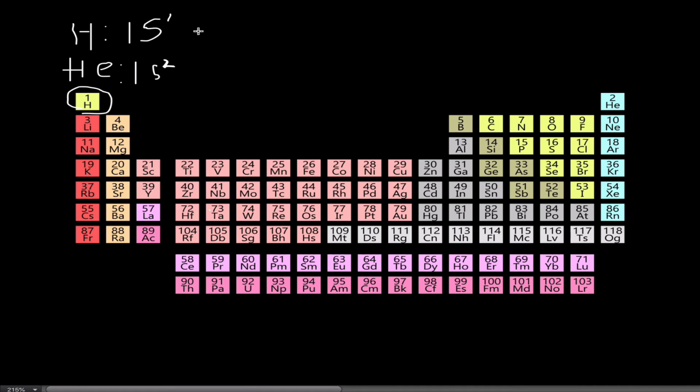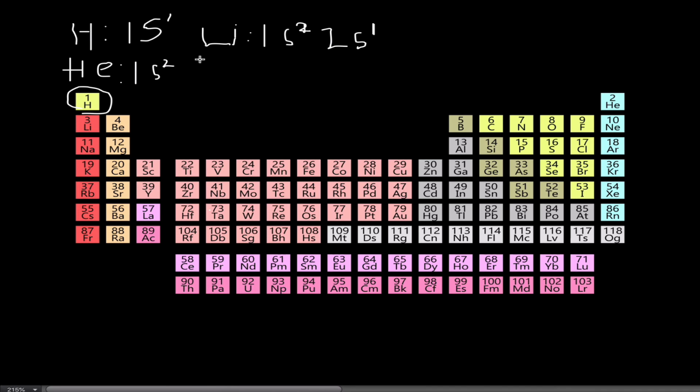Lithium, on the other hand, now we need another shell, right? So this is going to be 1s2 to hold the 2 electrons, and then we need another one. So we're going to go to the 2s orbital, 2s1. You can't cram another electron into the 1s2 orbital. So that's 2s1.